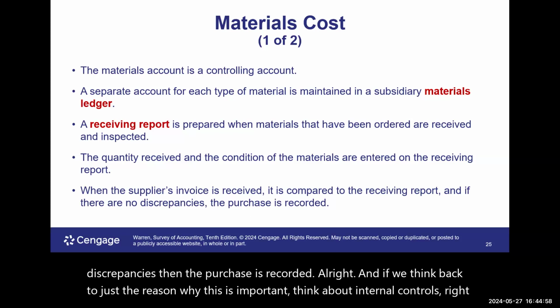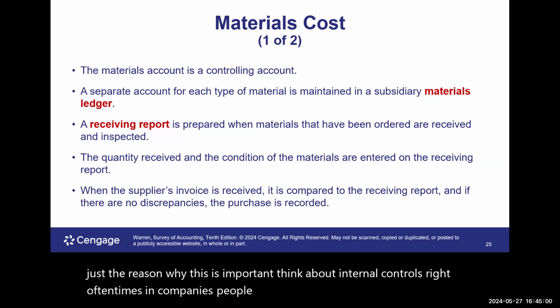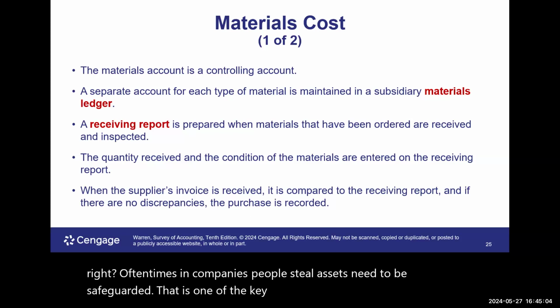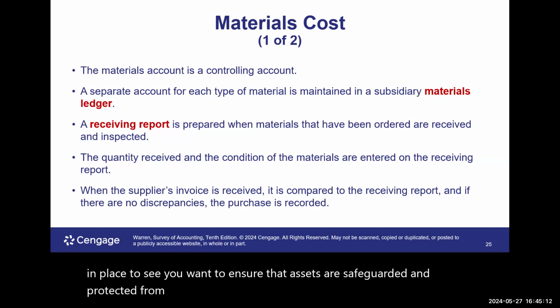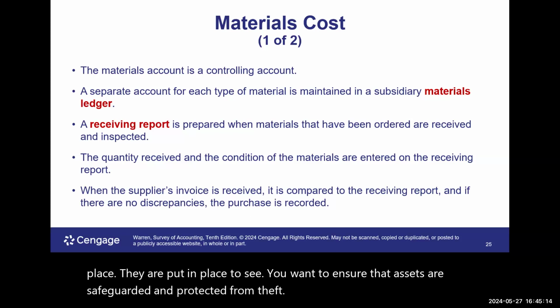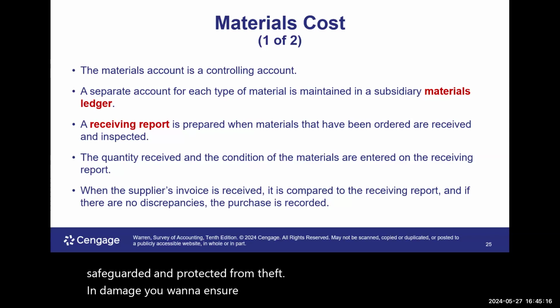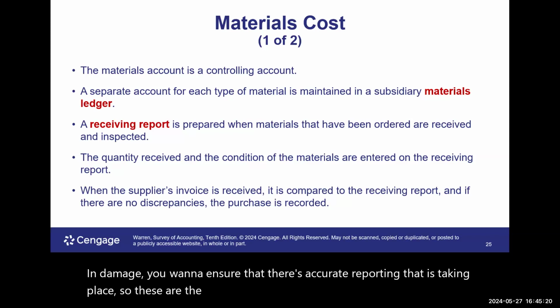Oftentimes in companies, people steal. Assets need to be safeguarded. That is one of the key reasons why internal controls are put in place. You want to ensure that assets are safeguarded and protected from theft and damage. You want to ensure that there's accurate reporting taking place. So these are the reasons why there's this receiving report and why there's this supplier's invoice.